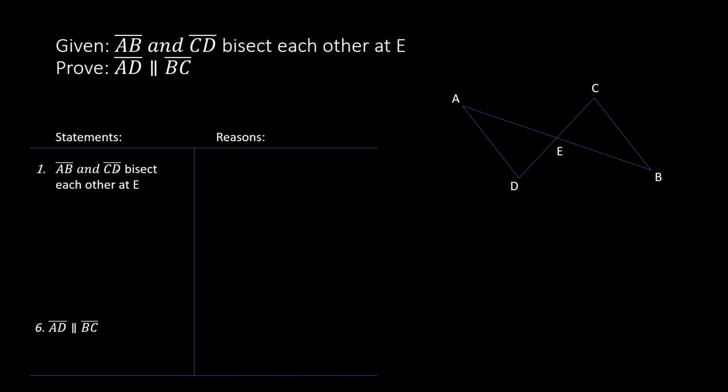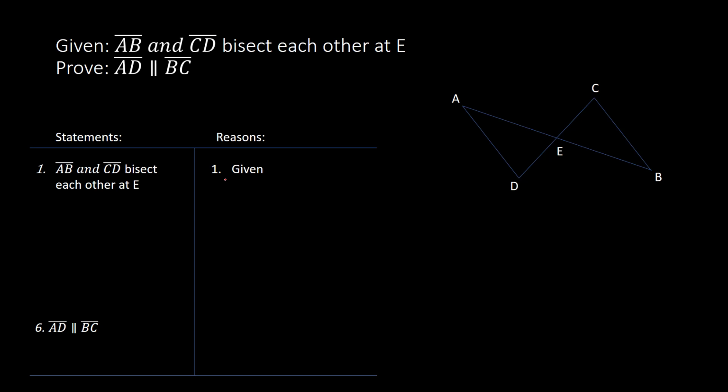So with the proof, we have our statements column and our reasons column. We always begin with what is given to us, and then we always end with what we're trying to prove. So we can put that information in there to begin with, and the reason for that first statement would be because it is given.